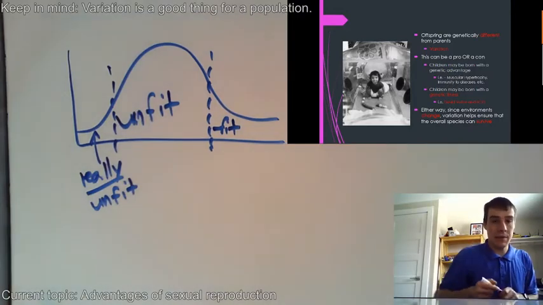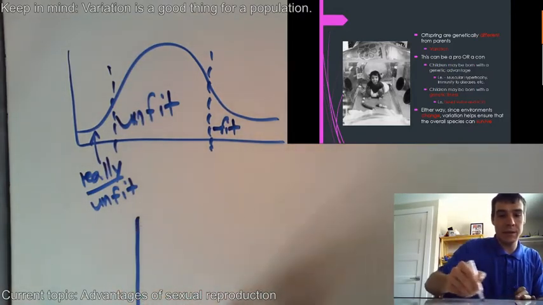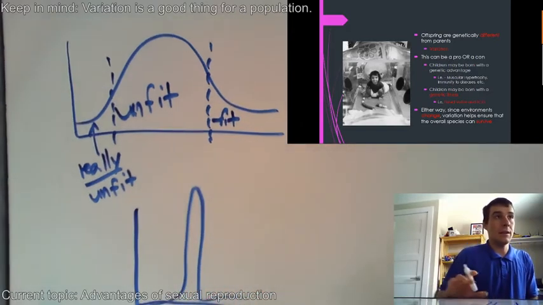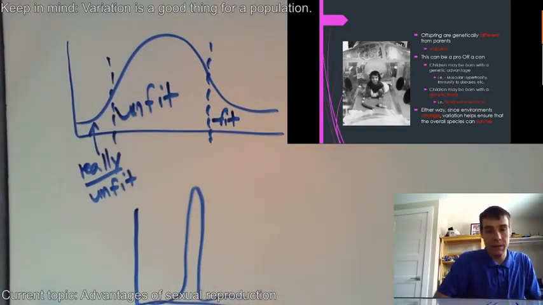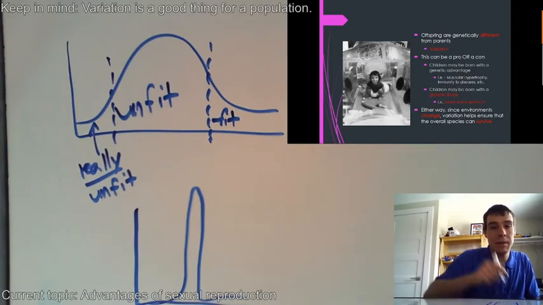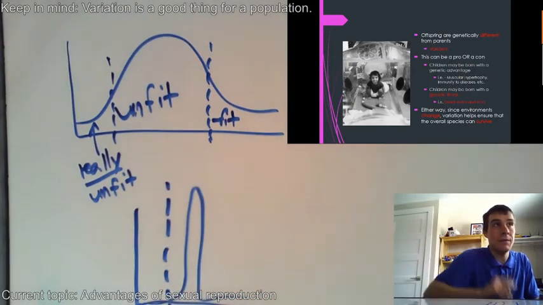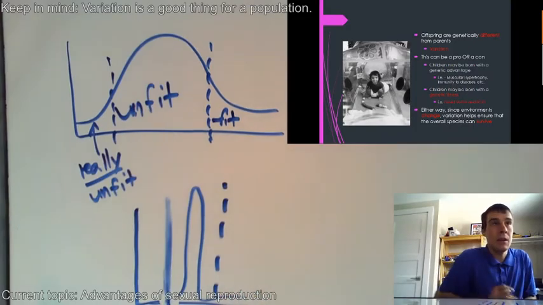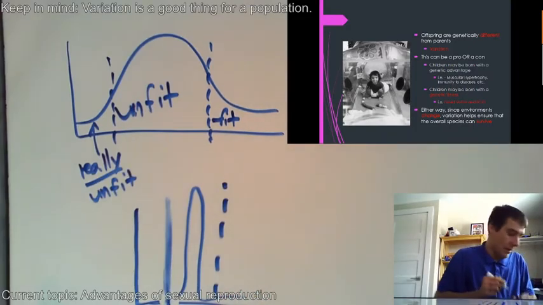If you're talking about asexual reproduction, basically your genetic diversity looks like this. Right? That's basically what your genetic diversity looks like with asexual reproduction, because you're making clones of the same thing. That's great if the fit line is over here, but if something happens in the environment and the fit line moves over to here, you're kind of screwed. Pardon the pun.